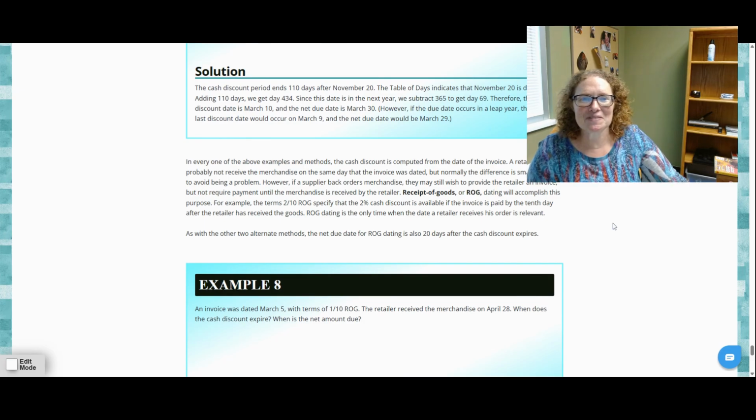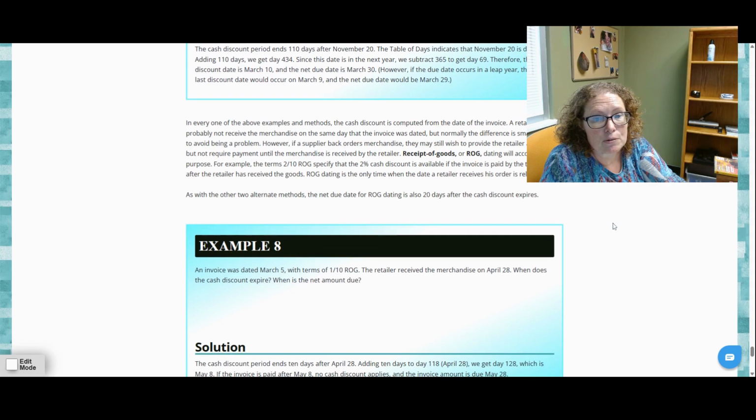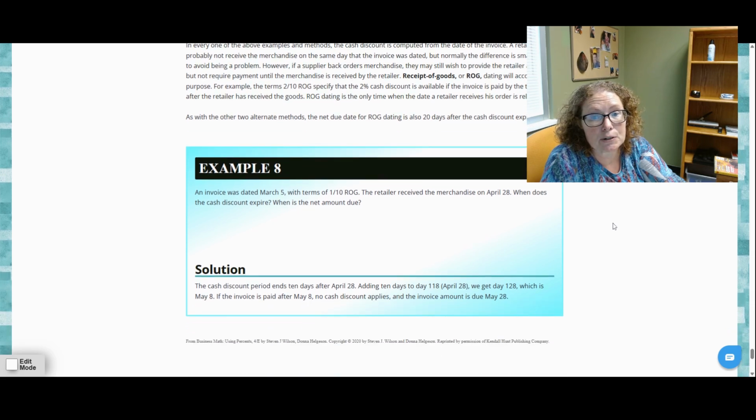Those are examples of those. Another thing that a manufacturer might do is to require payment when the retailer receives the goods. So instead of the invoice date, it's the date of the receipt of goods, or ROG. So the net due date for ROG dating is also 20 days after the cash discount expires.